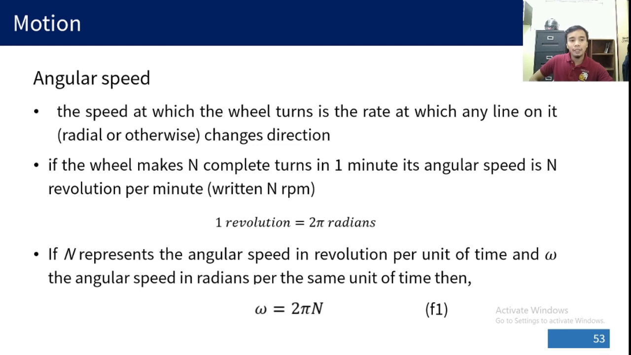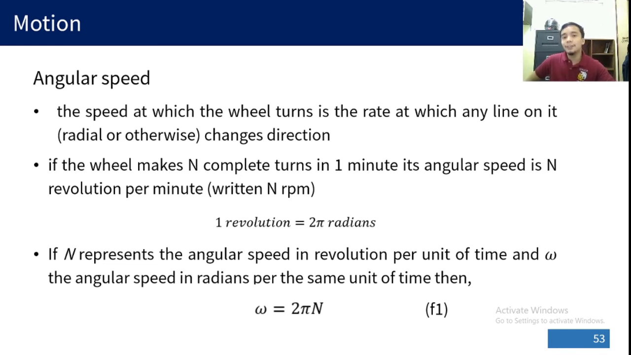For example, a wheel, if it makes 10 complete turns in 1 minute, it is said that the wheel has completed n revolutions per minute. For example, in 1 minute the wheel completes 360 turns. It rotates 360 in 1 minute. So it is said that its angular speed is 360 revolutions per minute. Okay?